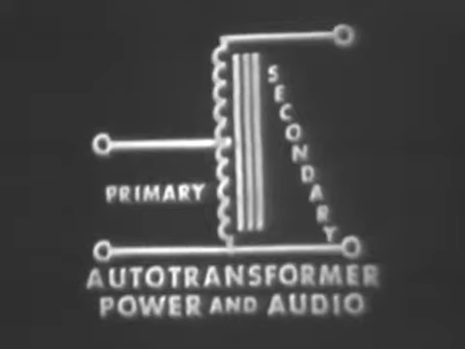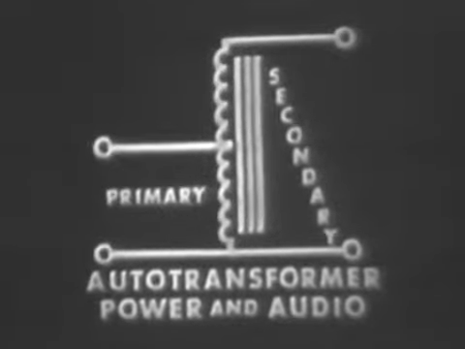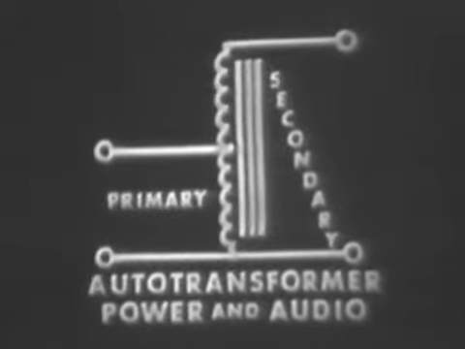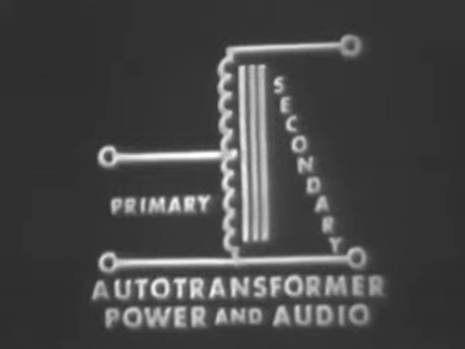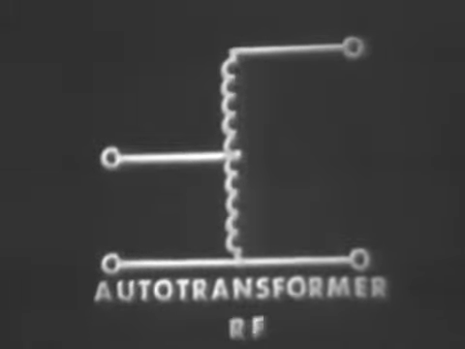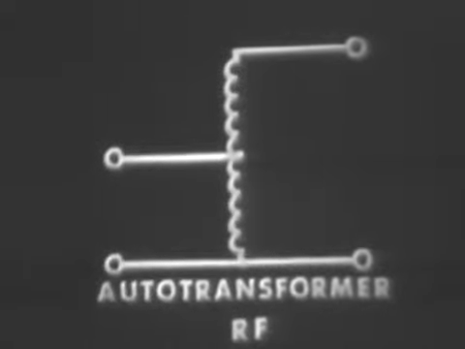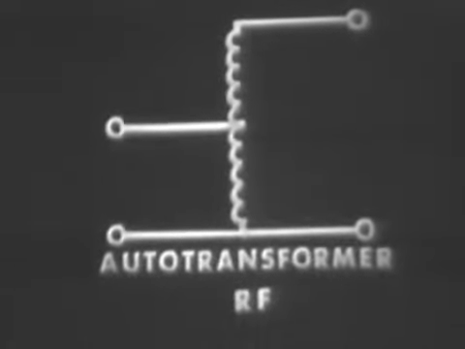Now, auto transformers are normally used in power circuits. However, they may be used for audio or RF use. The symbol for an auto transformer used in a power or an audio circuit will indicate an iron core. The symbol for an auto transformer used in an RF circuit will be the same, except it will not indicate an iron core.